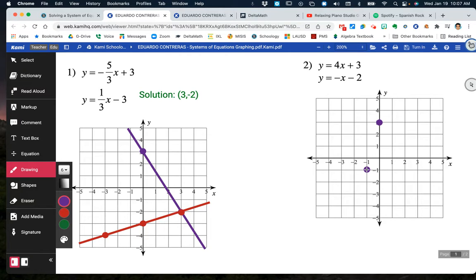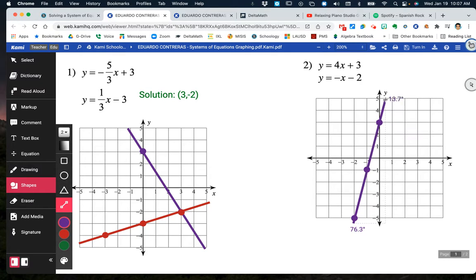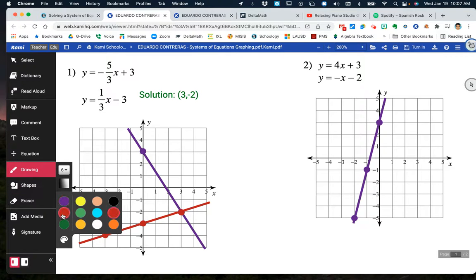So here's a point that's part of that line. And then do the same thing. 1, 2, 3, 4, and to the left 1. Right there. Okay, so these 3 points are part of that line. Let's make this line. Like that. Okay, so our first line is done. Go to make our next line.